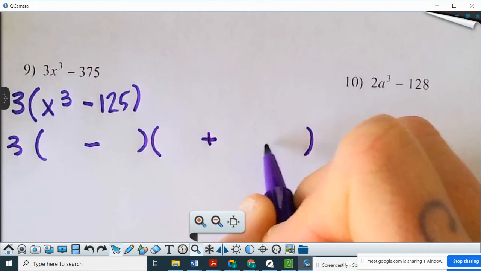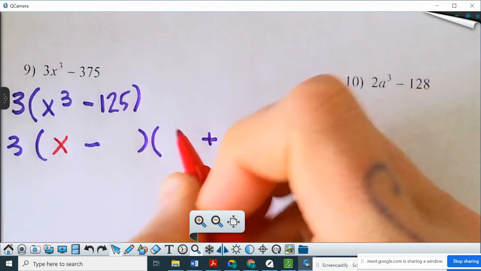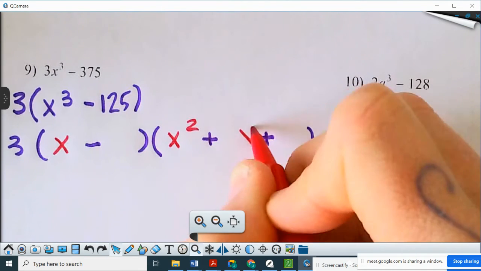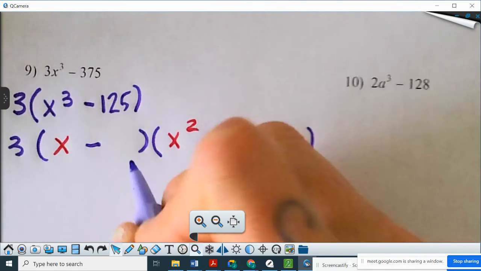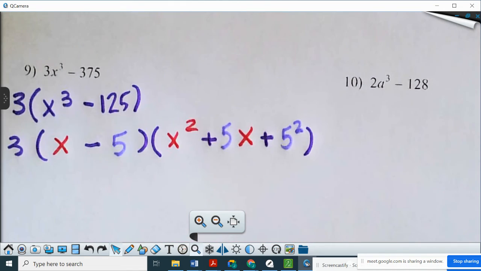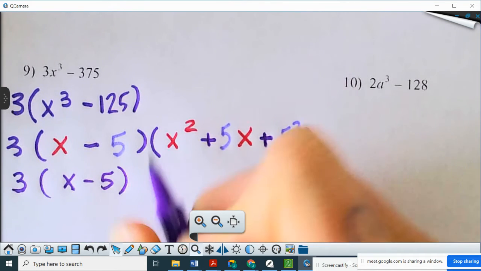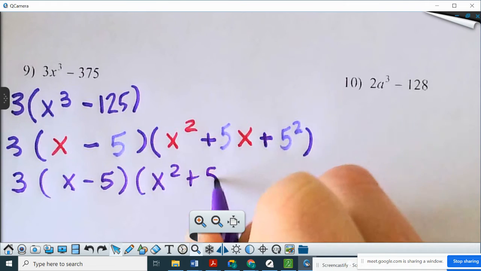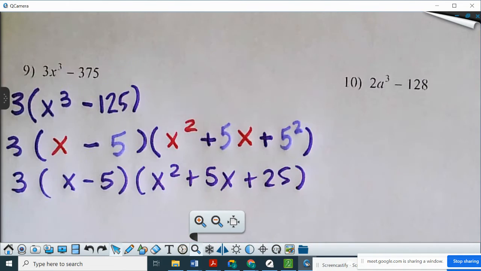Opposite, always positive. So our A value, remember, is x. X squared, x. Our B value, so 125, the cube root of 125 is 5. 5 squared, and then clean it up. So again, don't leave it in 5 squared and stop there, because that's a no-go.